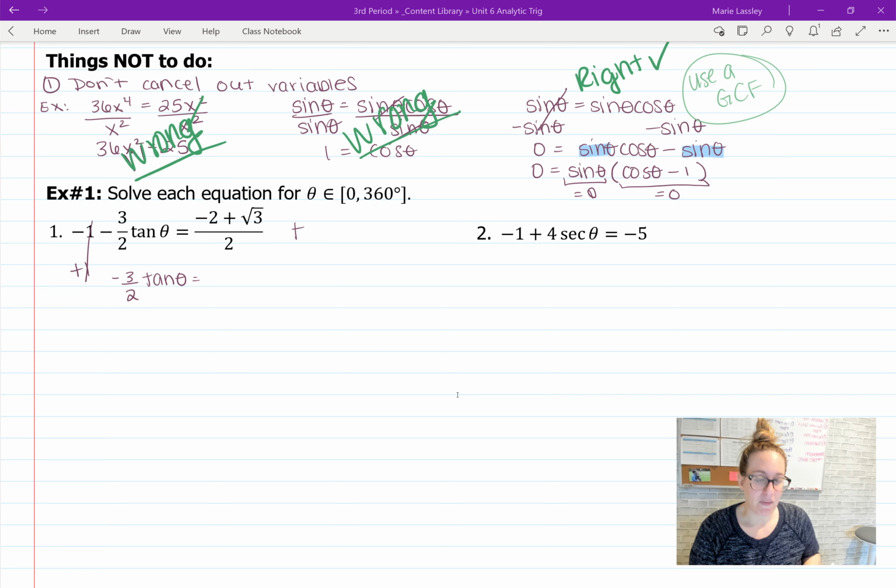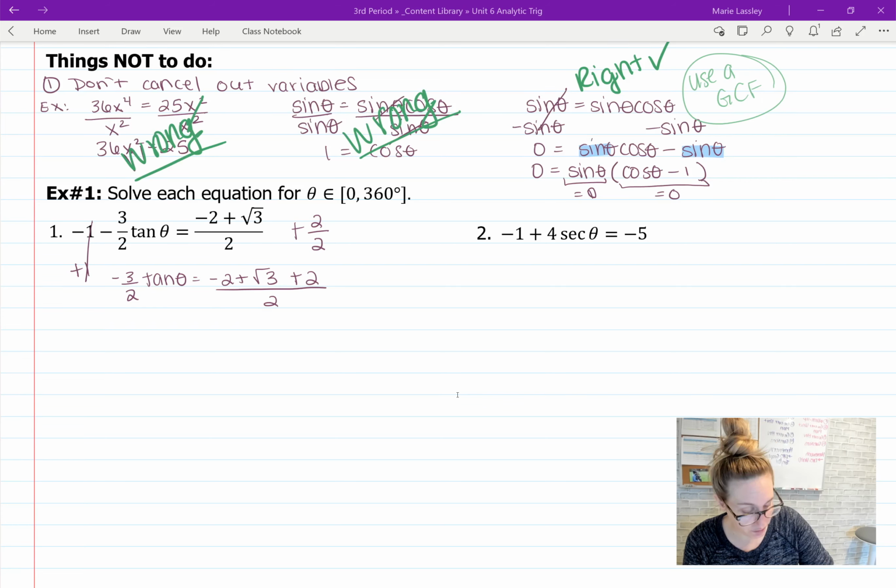All right, I can even combine this, right? I see -2 and a +2. -2 plus 2, I'm going to add those, and that's going to make 0. So I now have -3/2 tangent theta equals just the square root of 3/2. All right, so I simplified. So now this is looking like a pretty doable problem.